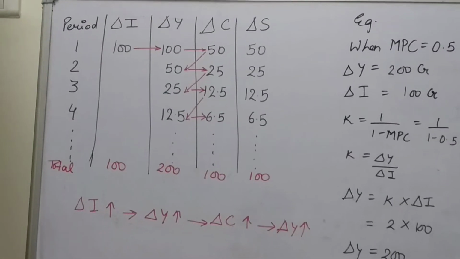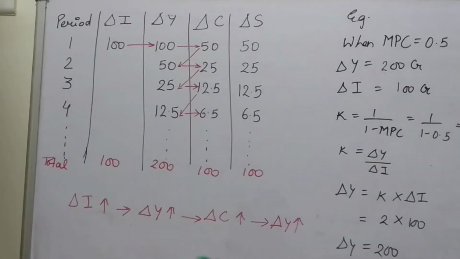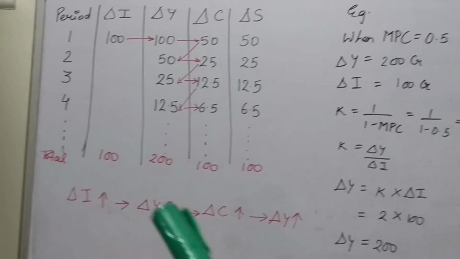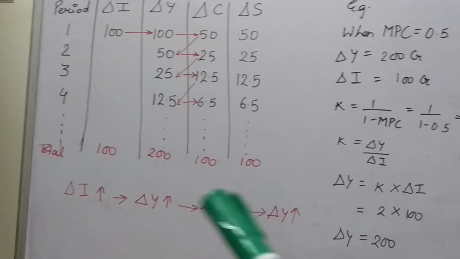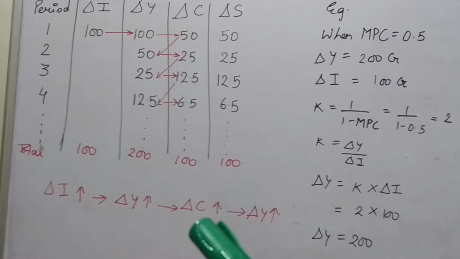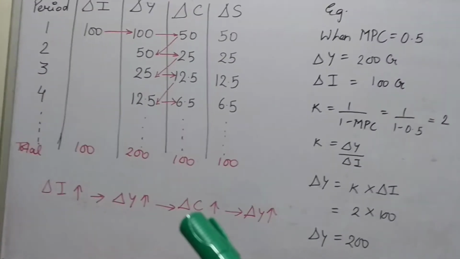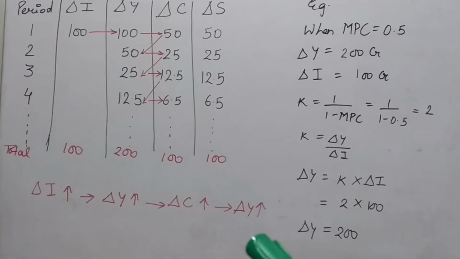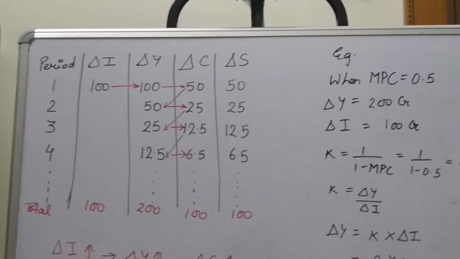Now, automatically here you can see that delta I, if investment changes, so income changes, income increases, so automatically the consumption increases, and the consumption of one person is the income of another person. Now just see this schedule.